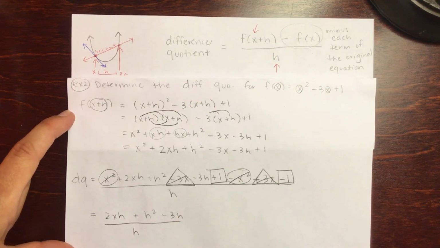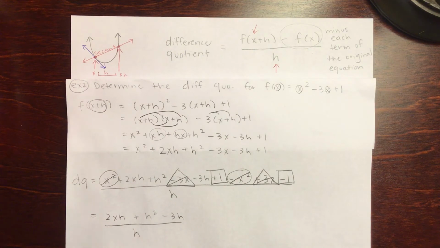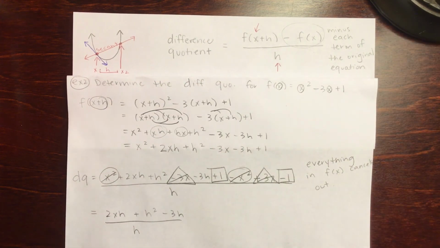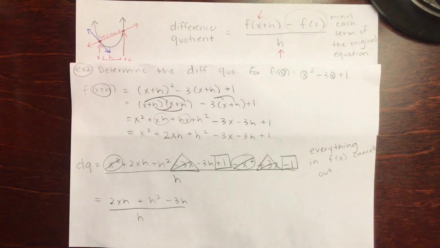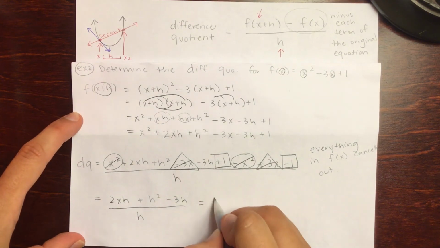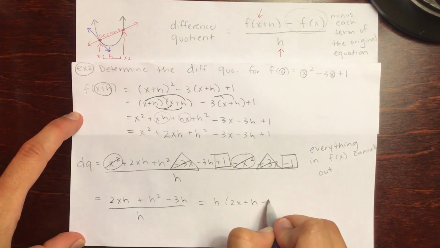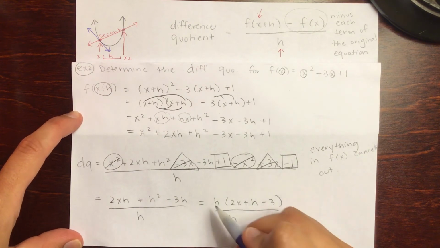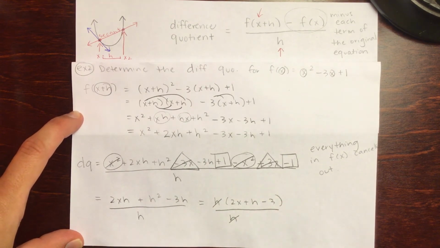So notice that everything in the original equation ends up canceling out with something in the f of x plus h. That is why we subtracted. Everything in f of x plus h cancels out. Okay, we have a fraction, so that means we need to factor and cancel. The most basic way to factor something is to say, hey, what do they have in common? Do they all three on top have one thing in common that I can divide out front? And notice they all have an h. If I divide or pull that h out, I can rewrite it like this, and now the h on top will cancel with the h on bottom.